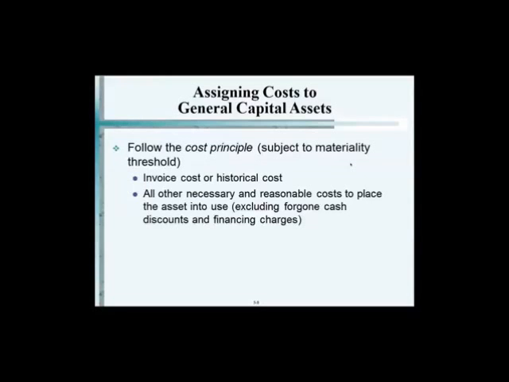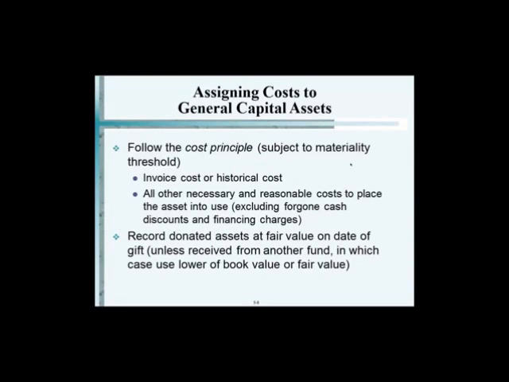And then sometimes governments get assets which are donated to them. If they're donated assets, they are valued at fair market value. So you got a collection, you got a painting, or you got some artwork, and somebody donated that to you. You value that at fair market value, not at historical cost. So if you purchase it, it's at historical cost. If it's donated, it's at fair market value.